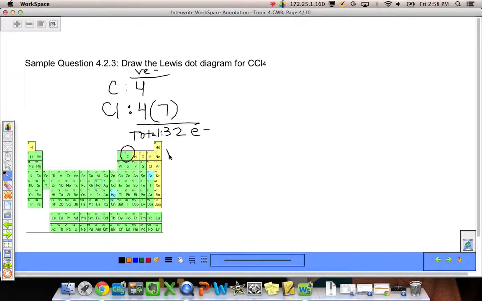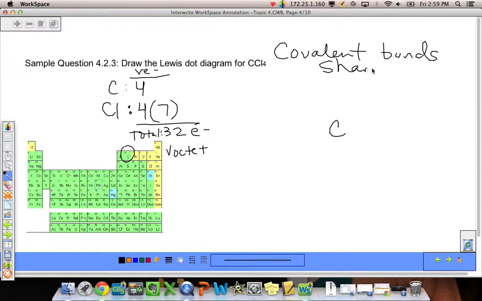I also want to check that I meet the octet rule. And that's where each element involved feels the effects of 8 electrons. So I'm going to put carbon in the middle. And these are covalent bonds. That's what I'm using when I'm using the Lewis dot diagrams. I'm dealing with covalent bonds, so they are sharing electrons. So I put my carbon, the one that needs the most, in the middle. I surround it with the ones that are almost complete, chlorine.